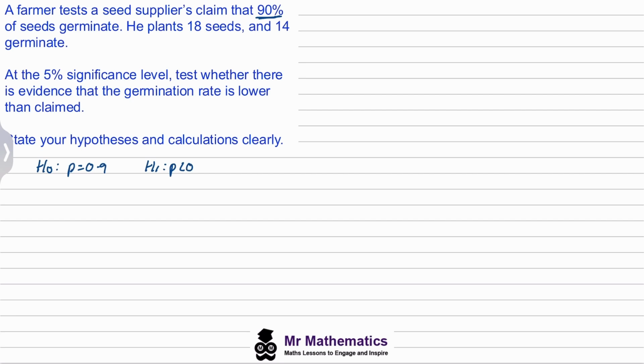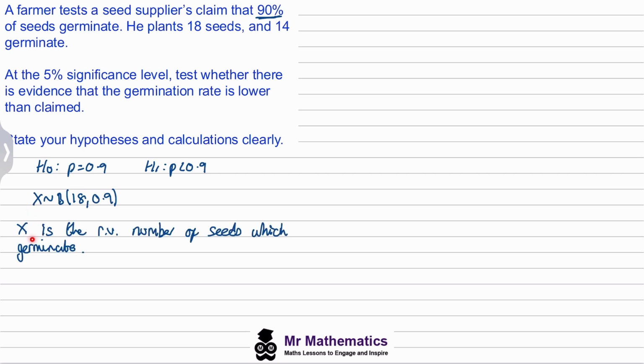Now if we define our random variable, we'll say that X is distributed binomially with the number of trials at 18 and a probability of success 0.9. What do you think we'll define this random variable as? We'll say that X is the random variable, the number of seeds which germinate. And then if I sketch the binomial distribution, our expected value will be 0.9 times the 18, so 16.2.